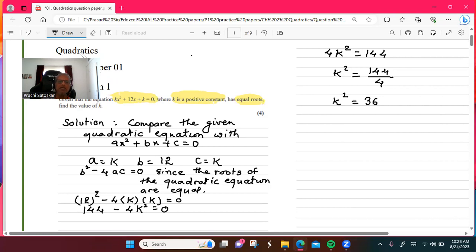But clearly it is said that k is a positive constant. That means k should be positive 6, since k is a positive constant.